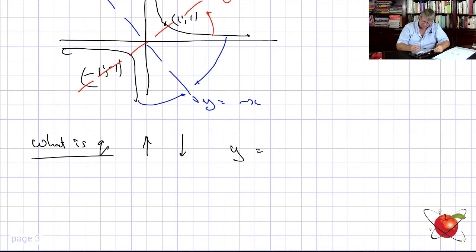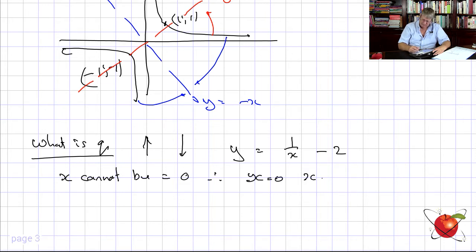Let's take a simple graph, y is equal to 1 over x minus 2. Now, we can't put x equal to 0, can we? So therefore x cannot be equal to 0. Therefore, the line x equals 0, in other words the y-axis, is an asymptote, because x can never be 0.